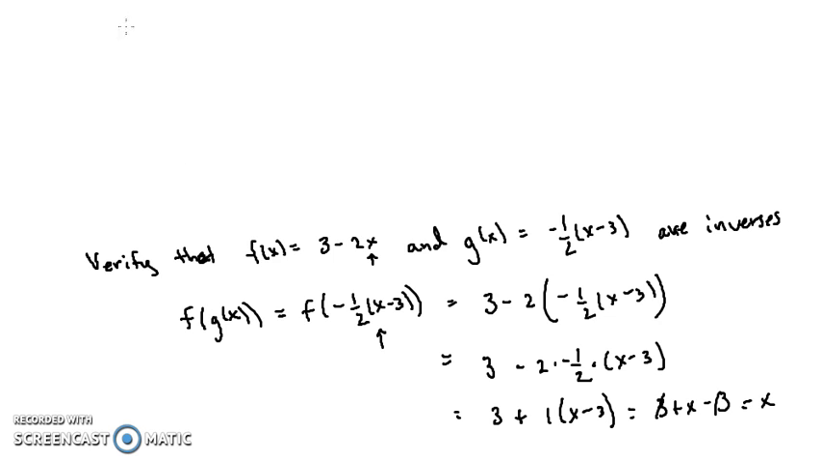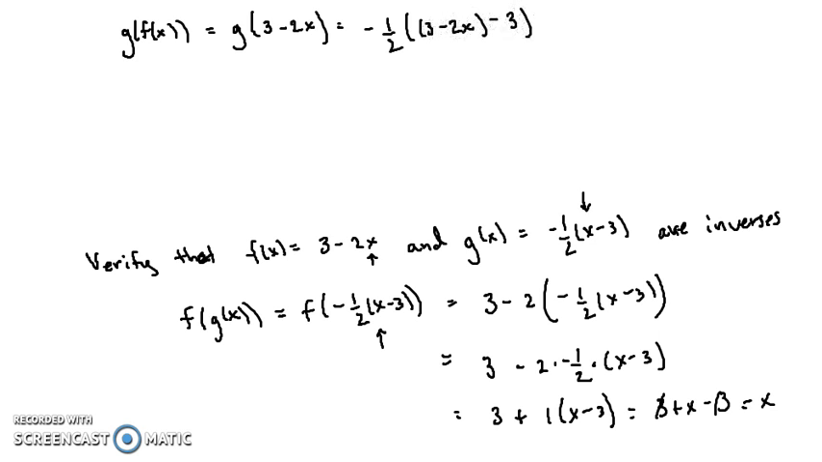We did f of g, so now let's do g of f. I'm going to jump up to here. Now we're going to take f and put it into g. So f is this right here, 3 minus 2x, and we're going to put that into g. So where there was an x is now going to become 3 minus 2x. So we're going to have 3 minus 2x minus 3. We took this right here and we put it into g. That's what we replaced. So x became 3 minus 2x.